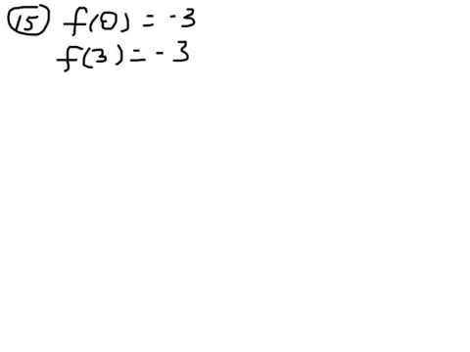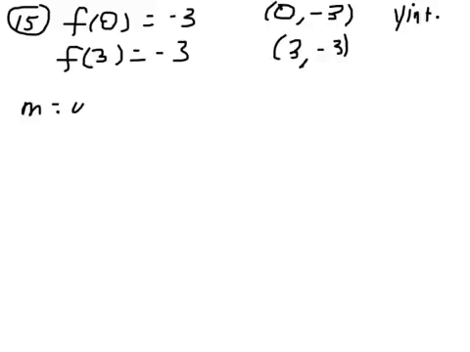Okay, number 15, they've given you 2 points. Okay, so you got the point 0, negative 3. And by the way, if you realize that that's the y-intercept because x is 0, that might save you some time. And then you got the point x is 3, y is negative 3. You got all kinds of choices here. You could either use point slope form or slope intercept form. The problem with this one is we don't know the slope. But we can find the slope pretty easily because we could say that's just subtract your y's on top, subtract your x's on bottom.